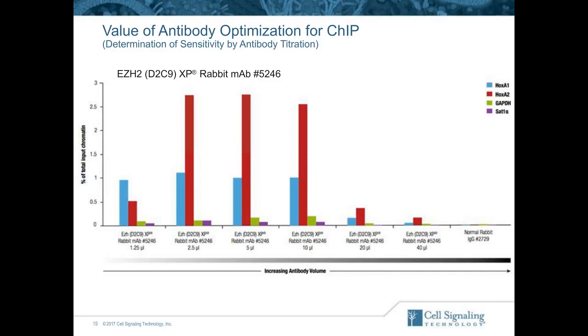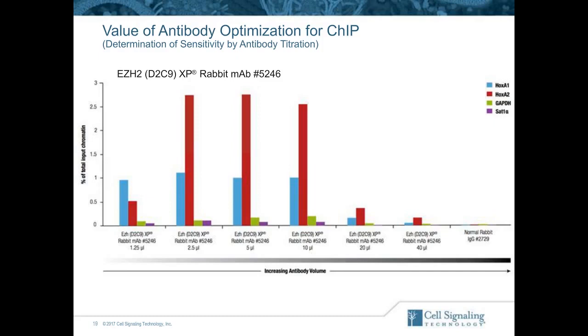And you see, as we increase the amount of antibody, we do see an increase in enrichment. However, that enrichment levels off and then actually falls with increasing amounts of antibody. And so what we find with this antibody is that 2.5 to 5 microliters of antibody per IP is ideal in generating the best signal to noise, the best enrichment levels of these target genes. So with an antibody in ChIP, more is not always better.